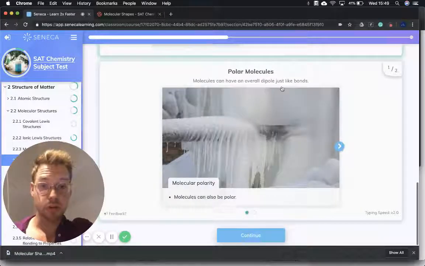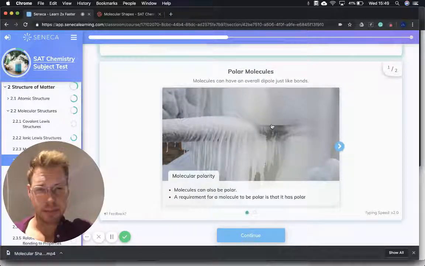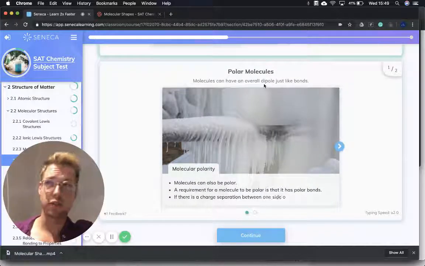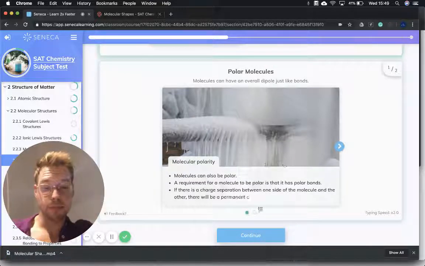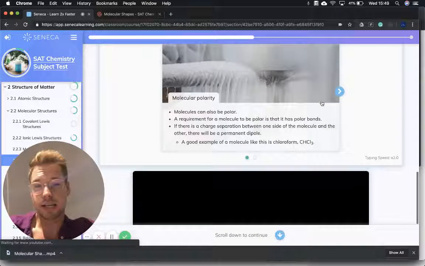Remember, that's because carbon and hydrogen have very similar electronegativities. I think it's 2.5 and 2.2, if I remember off the top of my head. Oh, look at this. I'm still learning too.